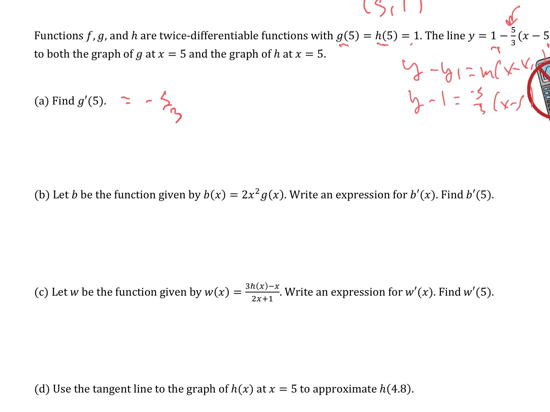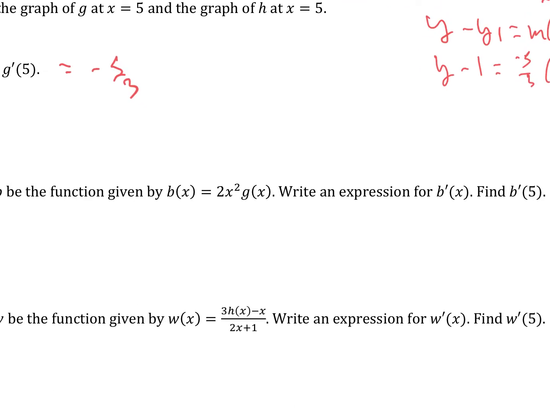Let b be the function given by 2 times x squared times g. Write the expression for b prime of x, and then b prime at 5. B prime, product rule, that's two separate functions. The first times g prime of x plus the second, g of x, times 4x. This is b prime of x.